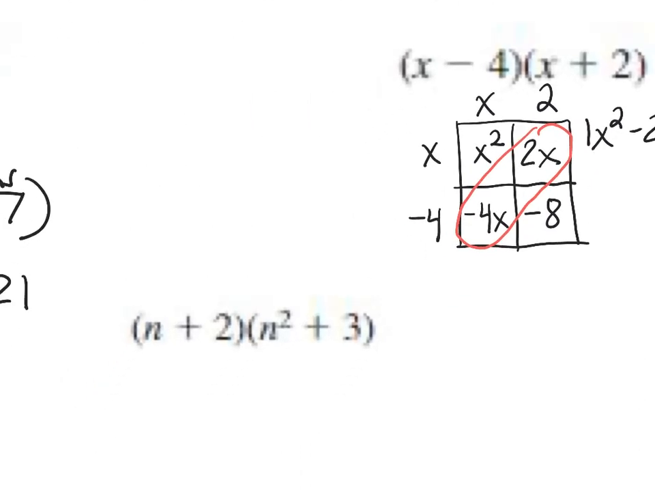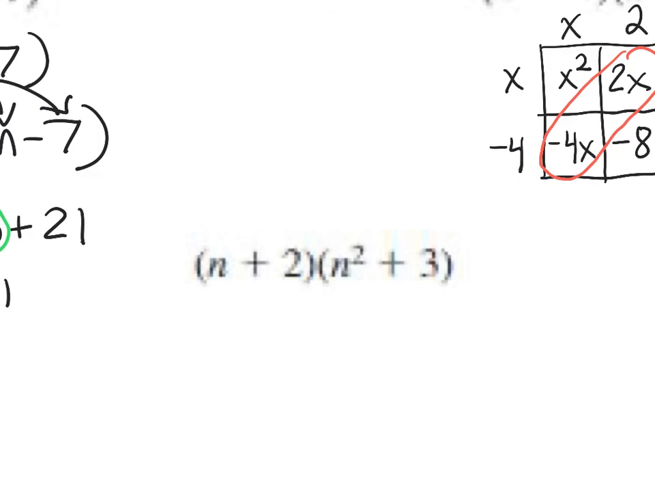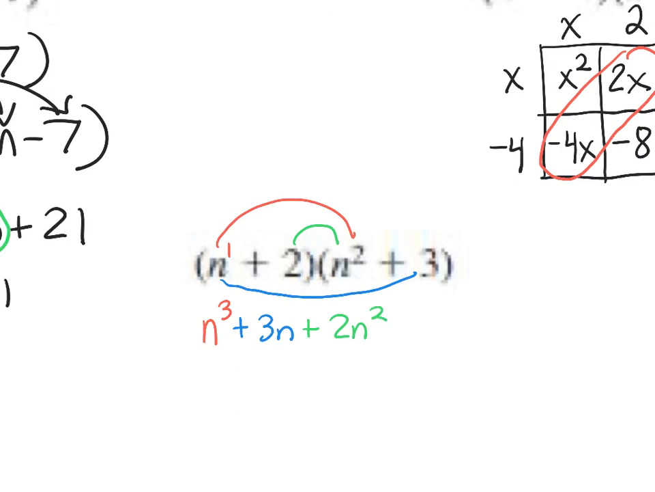And our last one, we'll use FOIL. This is most commonly used once we get going. And you've got an n times an n squared, so that will be n cubed. Remember your exponent rules. I think the outer was blue. N times 3 is plus 3n. The inner, I'll use green. 2 times n squared is plus 2n squared. And your last would be 2 times 3. Remember, you're multiplying, not adding.